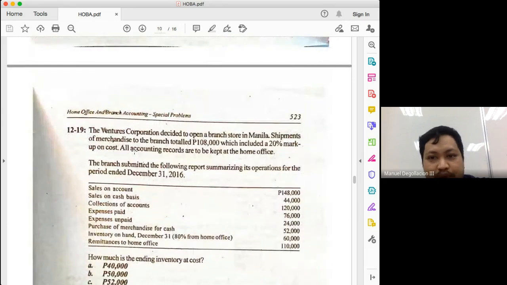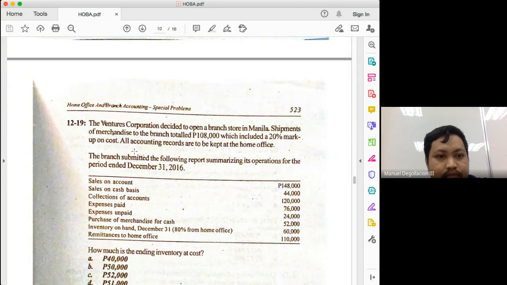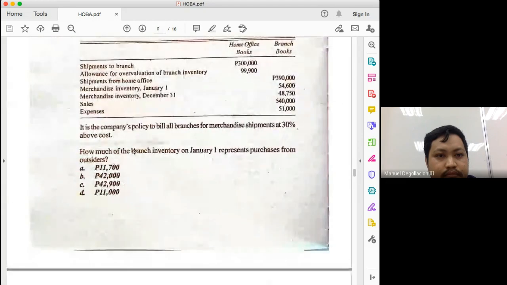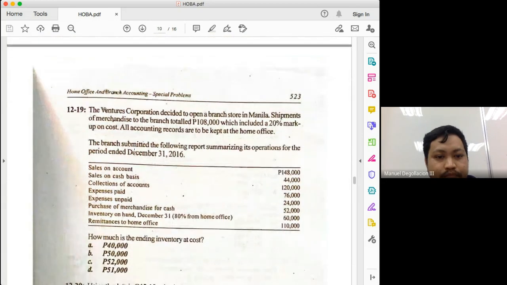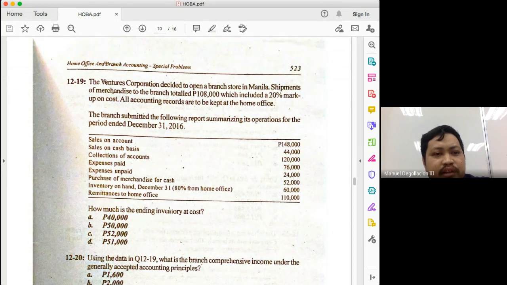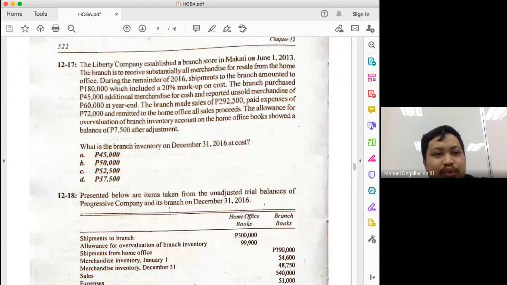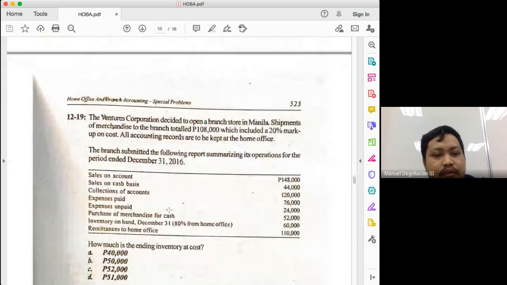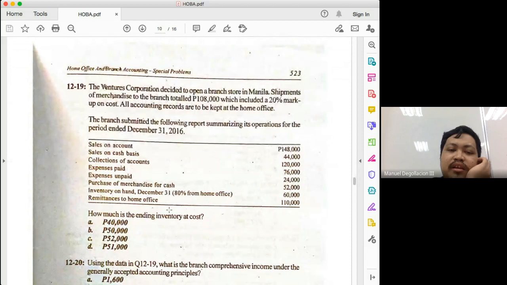Let's proceed to problem 12-19. 12-19, how much is the ending inventory at cost? So essentially the same question as 12-17. Okay, so ending inventory, but at cost. Let's try to check if the problem gives us the ending inventory from the books of the branch.